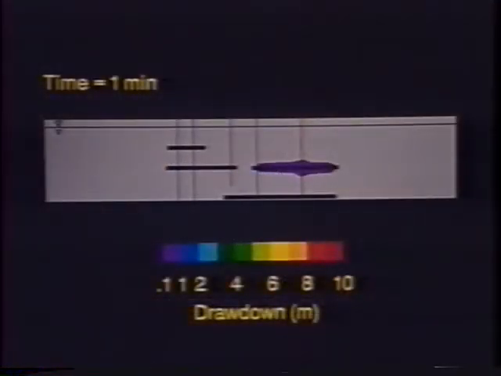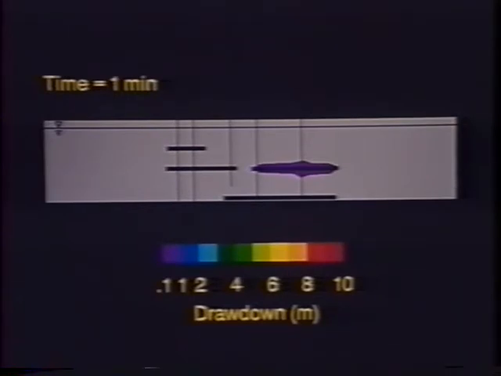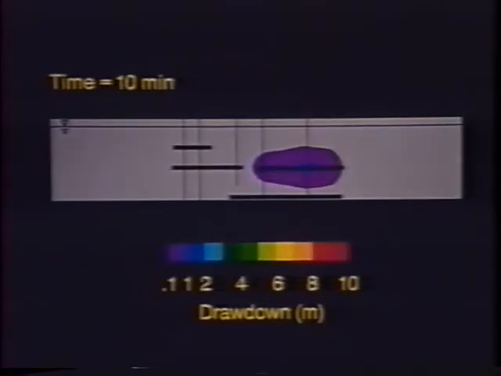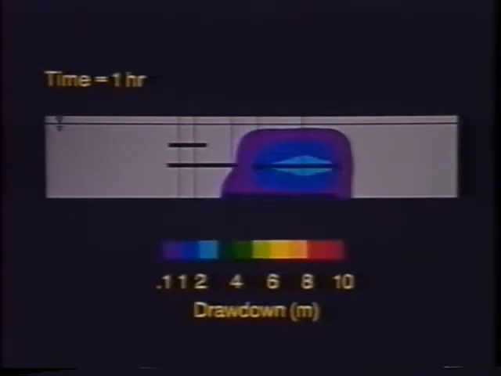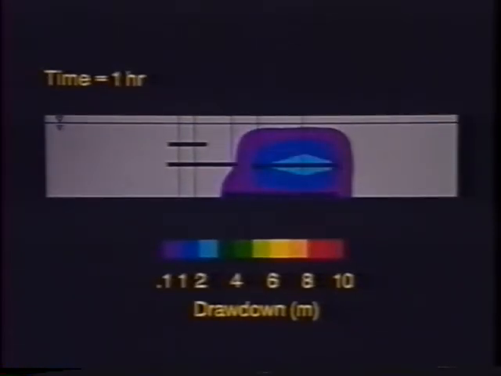So only about 1 minute after we start pumping, we already see a response in this well 30 meters away. But then this zone ends. For the pressure to continue propagating, the water has to move through these less permeable rocks. So it takes much longer to propagate beyond this zone. After 10 minutes, it hasn't gone very far, and it's only after about an hour that we start seeing a drawdown over here. And as soon as we see a drawdown in this well, because of this high permeability zone, we almost immediately see a drawdown over here.